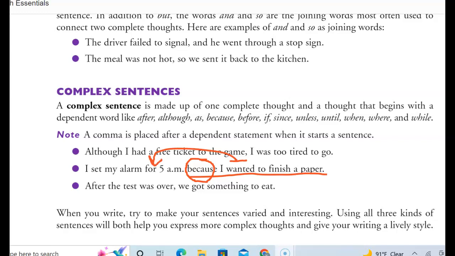And then after the test was over, we got something to eat. We got something to eat. Let's go right here. We, subject, got, verb. We got something to eat. Does that make sense? It does. So this is an independent clause.